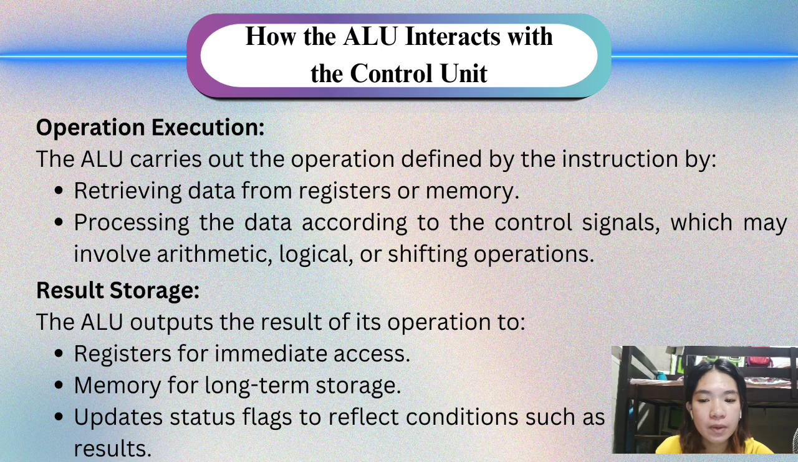And we have also result storage. The ALU outputs the result of its operation to registers for immediate access, to memory for long-term storage, and updates status flags to reflect conditions such as overflow or zero result. So after the ALU completes its operation, it outputs the result in several ways. In registers, the result is often stored for immediate access by the CPU, and this allows for quick retrieval and further processing without needing to access slower memory.